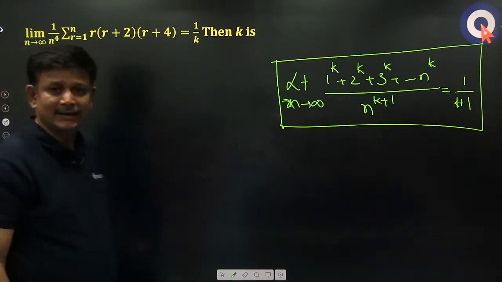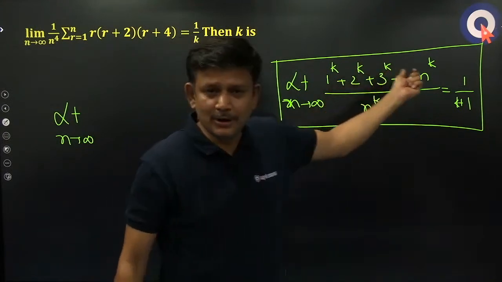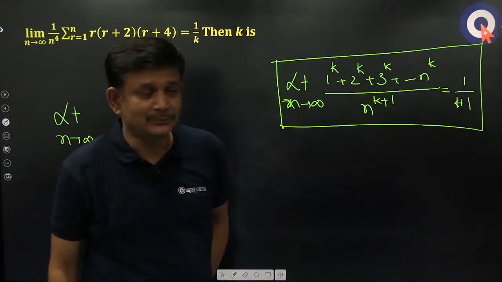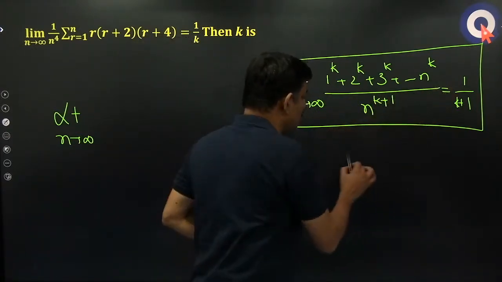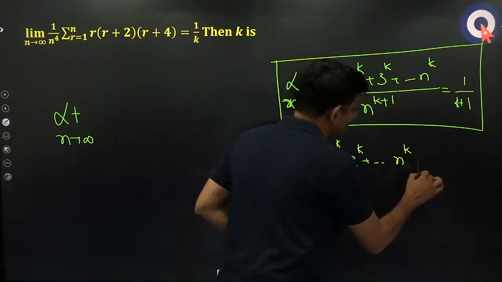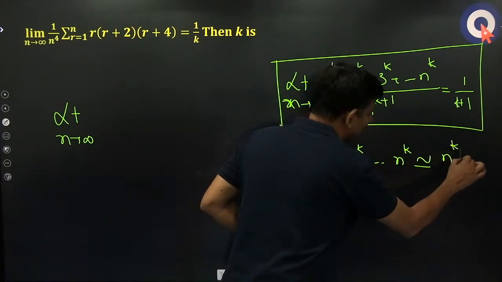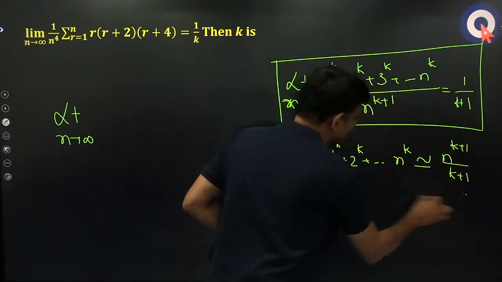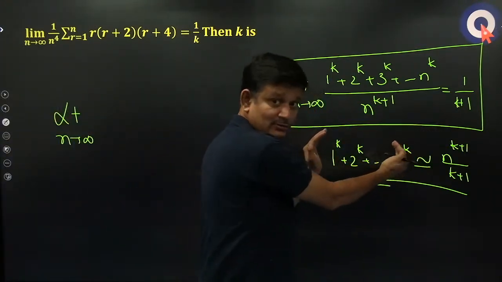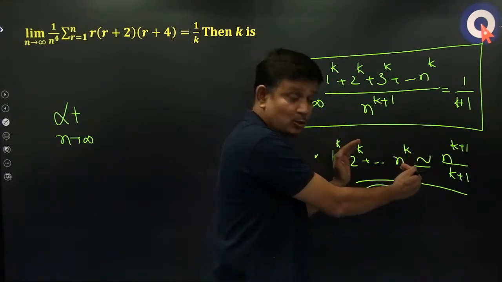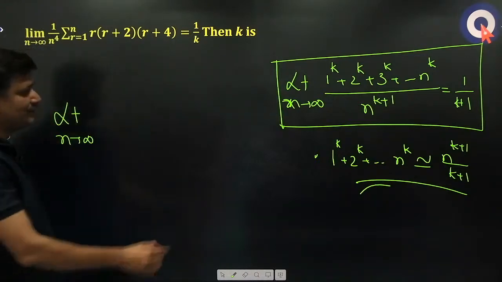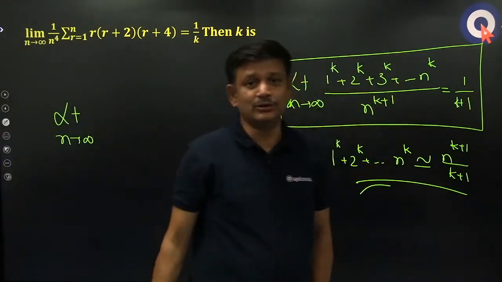So here, indirectly what I am saying is, 1 power k, 2 power k, 3 power k, and so on up to n power k, as n tends to infinity, this is equivalent to n power k plus 1 by k plus 1. Indirectly, what is this limit value indicating? As n tends to infinity, the sum is not equal but equivalent to n power k plus 1 by k plus 1. So this is of the order n power k plus 1, is what you need to understand.